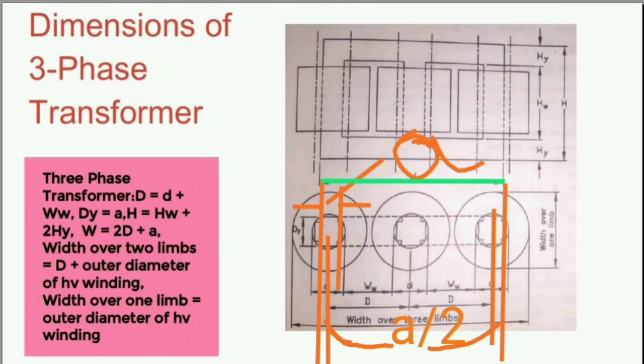Width over 2 limbs is equal to capital D plus the outer diameter of HV winding. Width over 1 limb: if you take only 1 limb, that will be the outer diameter of HV winding. In the figure we can clearly see all these relationships, and you can use them in solving the numericals.